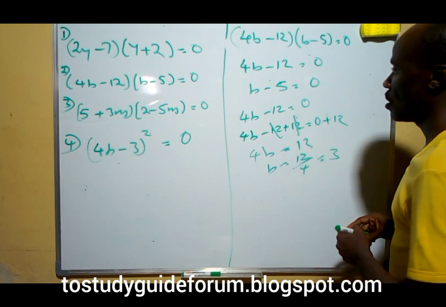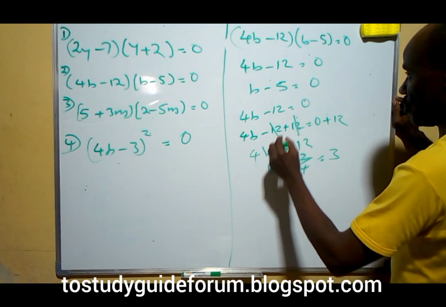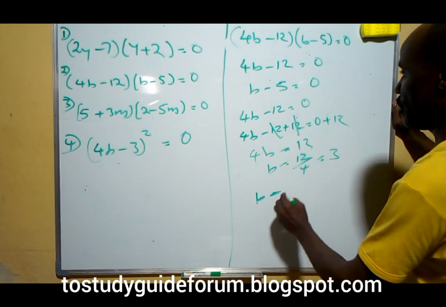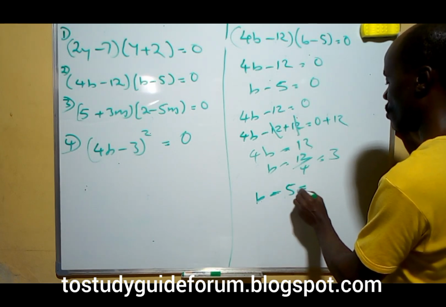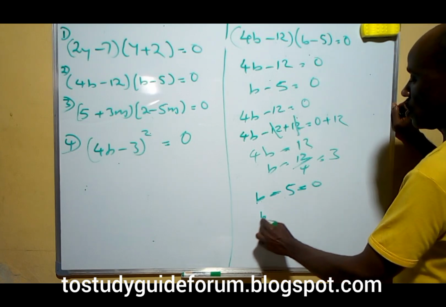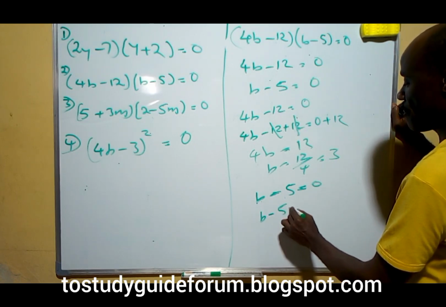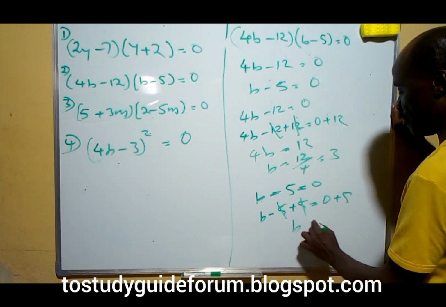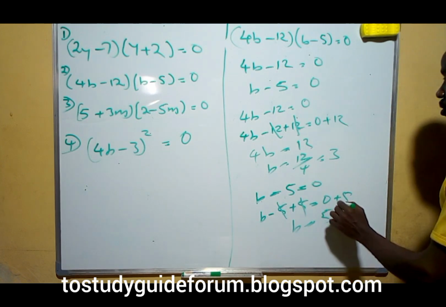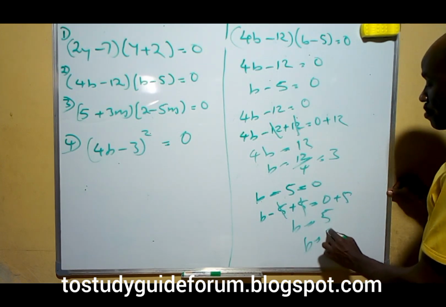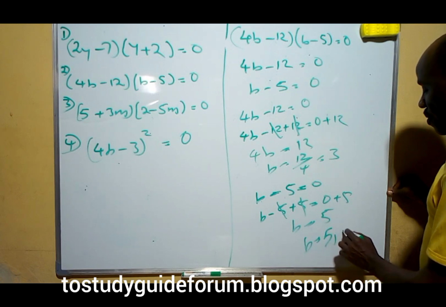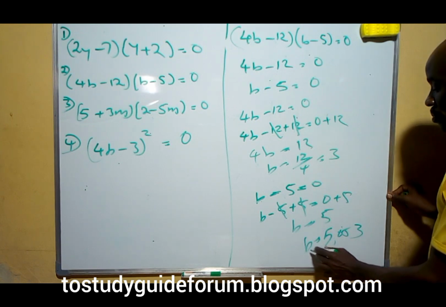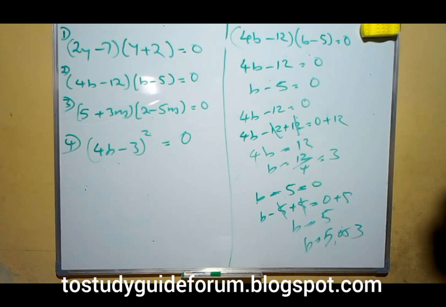So for the second factor there, we have b - 5 = 0. So b - 5 + 5 = 0 + 5. This will cancel out. Have b to be what? 5. So the two, b is either 5 or 3. Thank you. Let's try the other one.